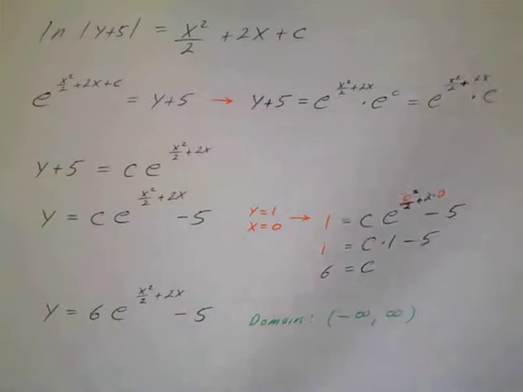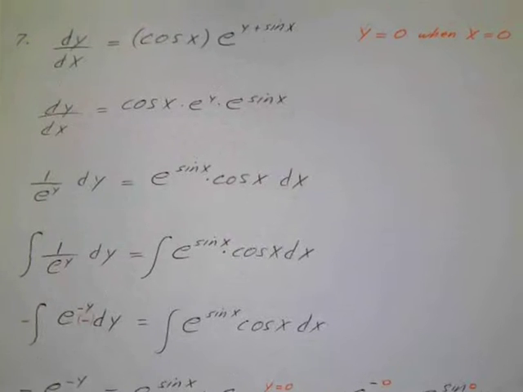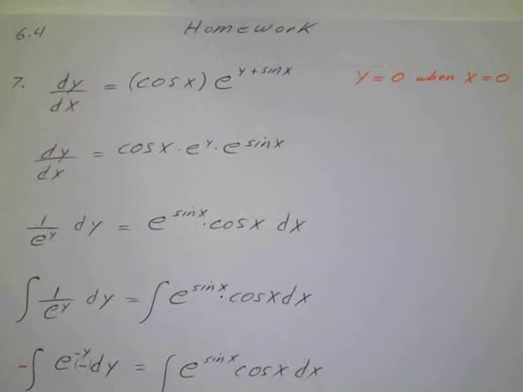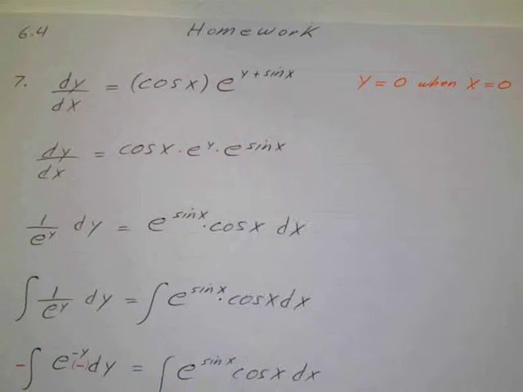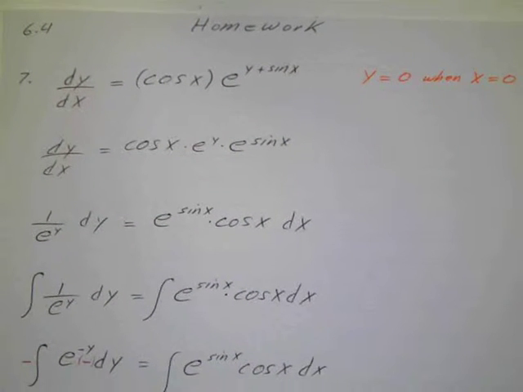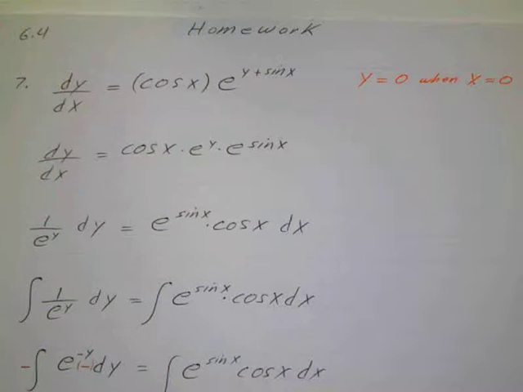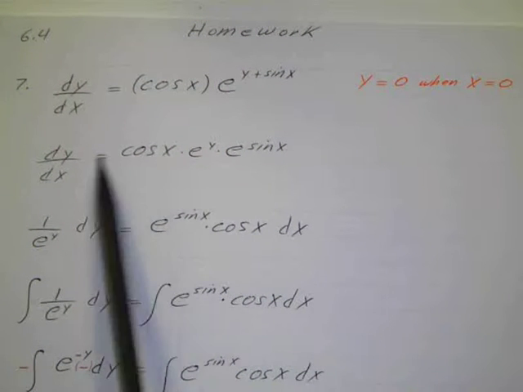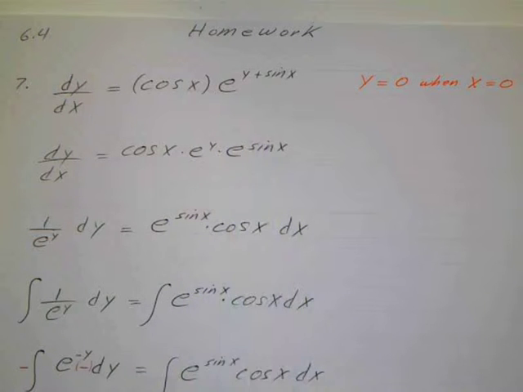Okay, number 7. dy dx equals the cosine of x times e to the y plus sine of x. So this might throw you a little bit because we've got y and x all up here with e, but we can just break this up and do a product: cosine of x, e to the y times e to the sine of x. So just break that up.